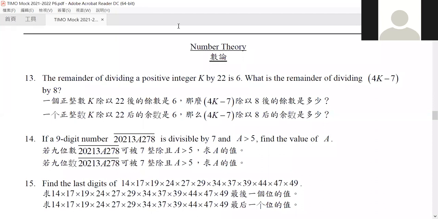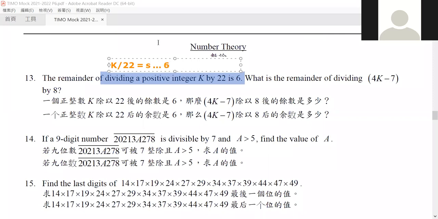Now, what does this mean? Dividing a positive integer by 22 gives a remainder of 6. Okay, so let's rewrite it. K divided by 22 is equal to something. We don't know what that thing is, so let's call it S, and then the remainder is 6. We can rewrite this as the following: our K can now be rewritten as 22S plus 6.